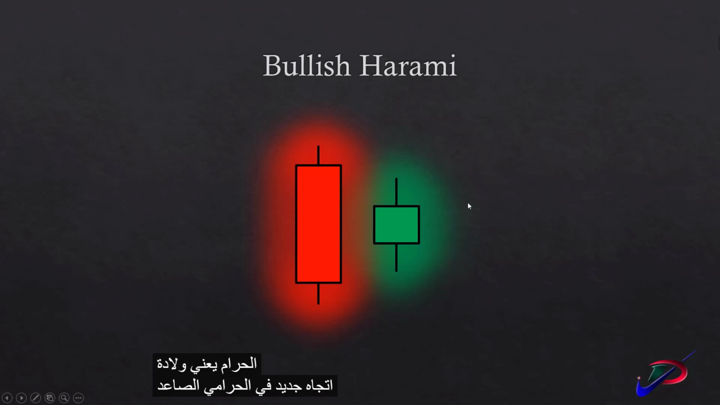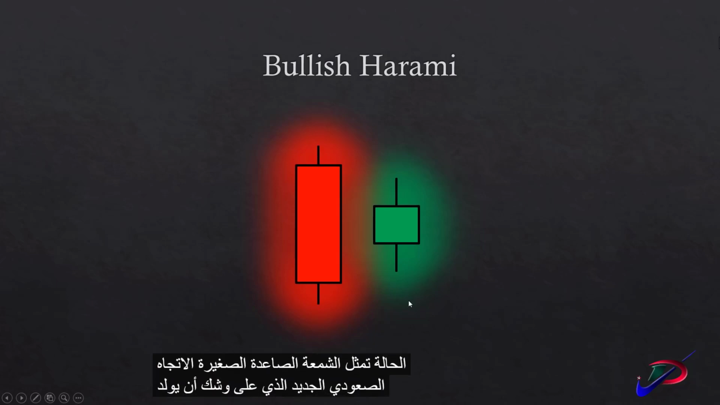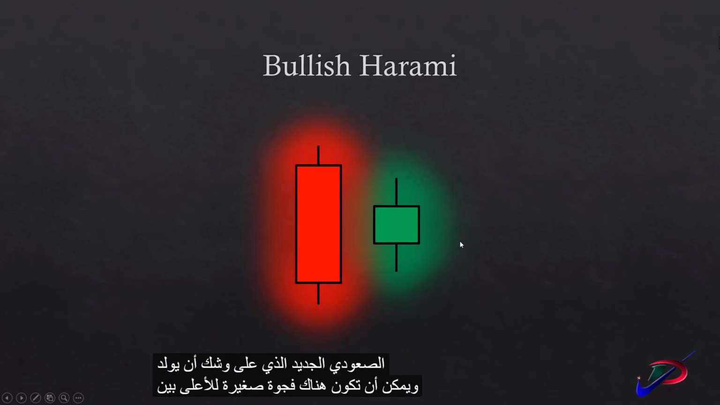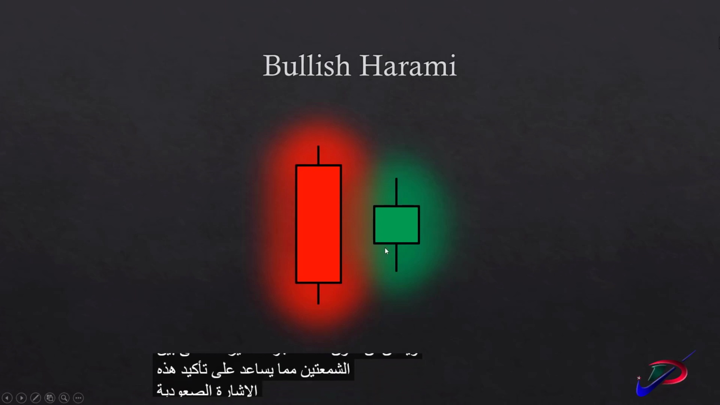In a bullish harami, the first candle is bearish and the second candle is bullish, and fully contained within the range of the first candle. In this case, the small bullish candle represents the new uptrend that is about to be born. There can be a small gap up between the two candles, which helps confirm this bullish signal.